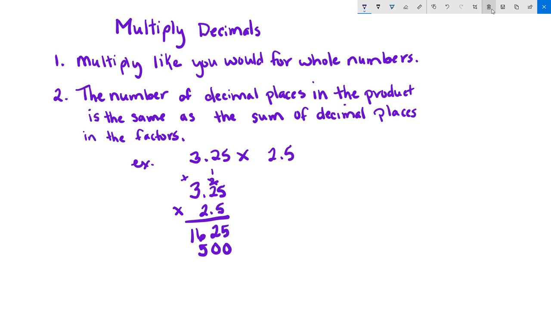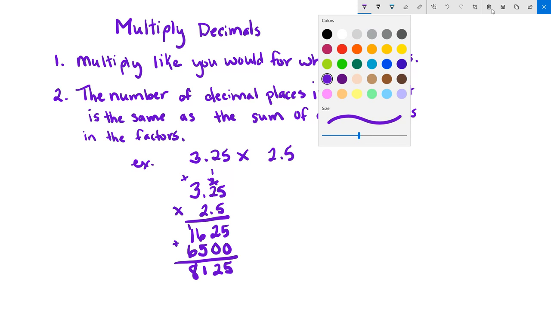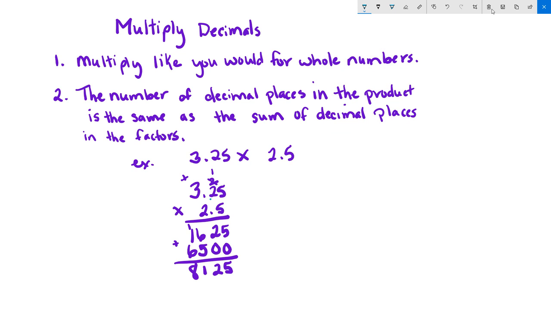We're going to add these two rows of products. And we have 8,125. Now we have to figure out where the decimal point goes. So if I look in my factors, I have 2 digits in the first factor that are to the right of the decimal point, and I have 1 digit in that second factor. If I add those two together, that gives me 3 altogether. That means I need 3 digits behind the decimal point in my answer.